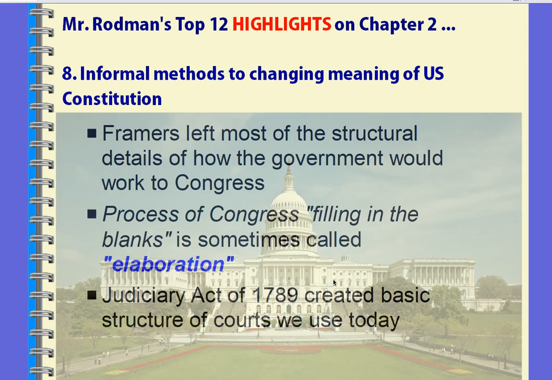Methods of changing the meaning of the Constitution, we see a number of ways that Congress can kind of work in order to change the meaning.